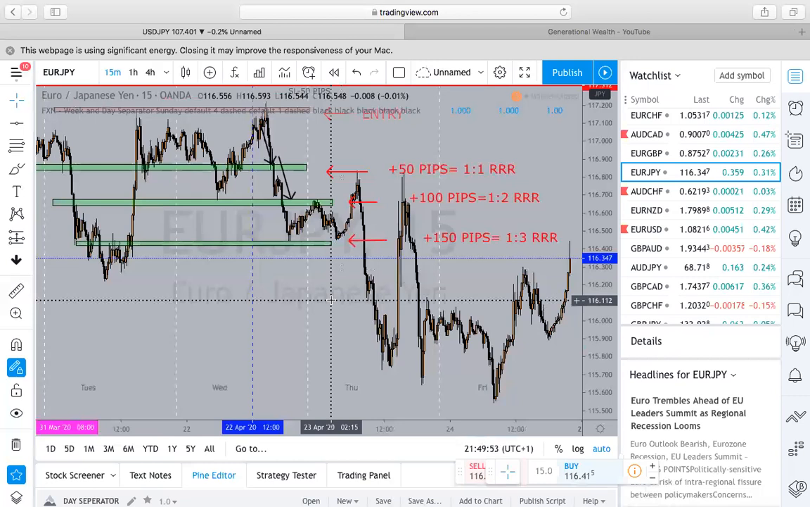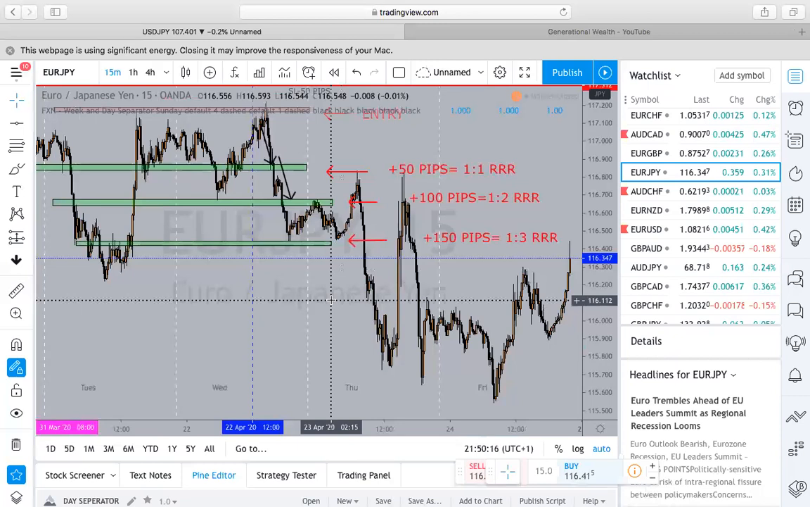Me personally, I like to shoot for higher risk to reward ratio setups. I want a 1 to 3 risk to reward ratio. I want a 1 to 5. So I mean, I want to risk a certain amount to gain a larger amount. I want to profit.